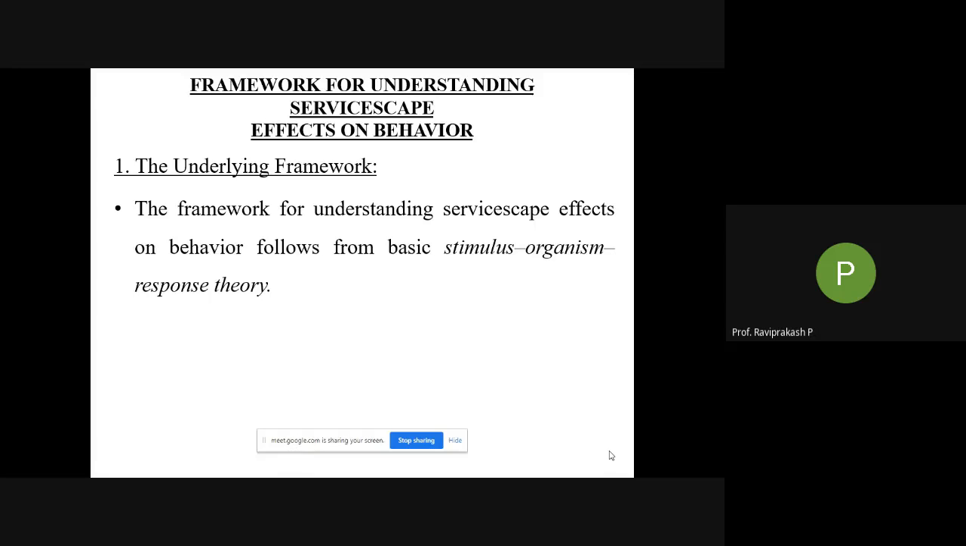By seeing the environment, the way you behave is the response. So what is stimulus? The stimulus is the environment in which you are there. We call it a multi-dimensional environment, and the organism would be the customers and the employees, and the response would be the way the organism behaves in the particular setting. That is the stimulus-organism-response theory.